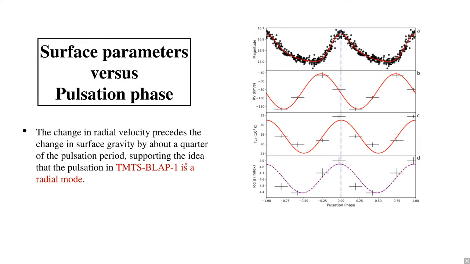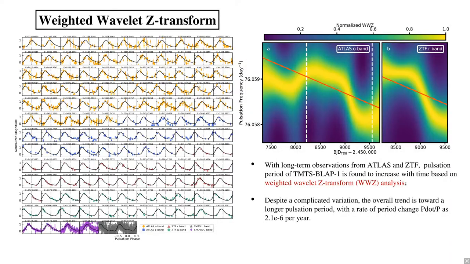And according to the change in the radial velocity, because the change in the radial velocity just precedes the change in surface gravity by about a quarter of the pulsation period. So that means this blob actually belongs to a radial mode, as a pulsator, belongs to a radial mode.